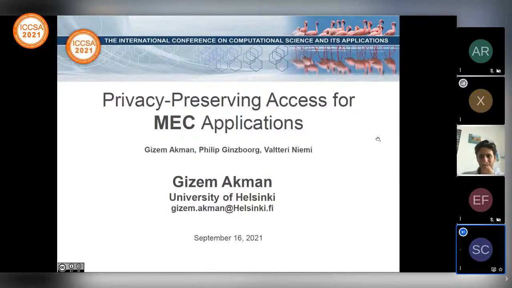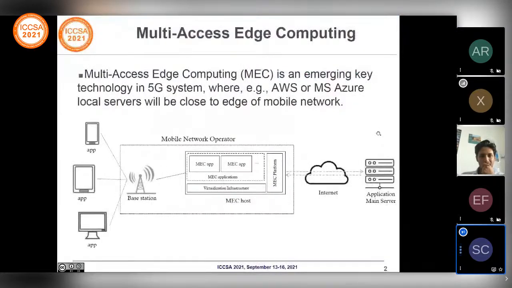Thank you. Hello, everyone. As I'm introduced, I'm Gizem Akman from the University of Helsinki. I'm going to present our paper today. To start with, what is MEC? It's multi-access edge computing. We are working on this because it's going to be a key technology in the 5G system, and it is already in use for 4G as well.